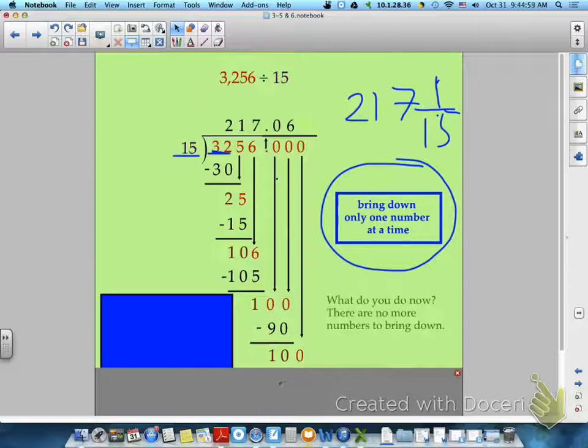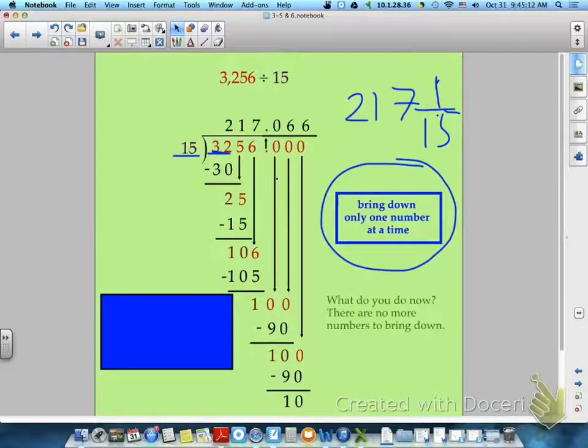So I brought down the 0. Now I'm asking myself, how many groups of 15? 6 again. So it's going to be 6. All right. Can I stop here? Because I have 3 digits after the decimal point. I can do that. Okay.